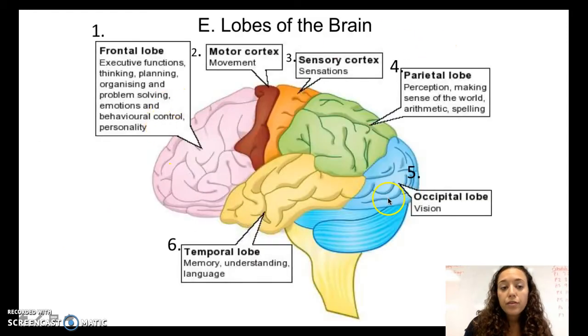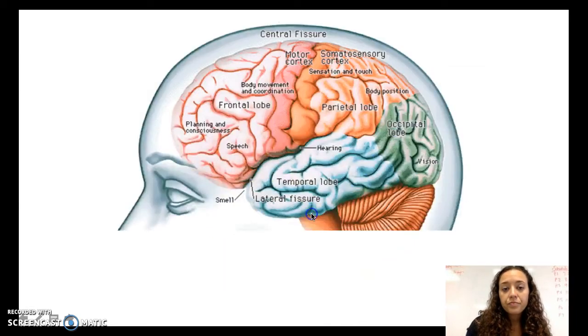Okay, so lobes of the brain as a review, you have the frontal lobe. This is thinking, planning, problem solving, emotions. The motor cortex is right behind that. You have your parietal lobe, that's spelling, math, perception, making sense of the world. Occipital is vision, and temporal is memory, understanding, and language. Here you can also see frontal. The motor cortex is part of that, really. Body movement coordination, parietal, occipital vision, temporal would be your hearing and your memory.